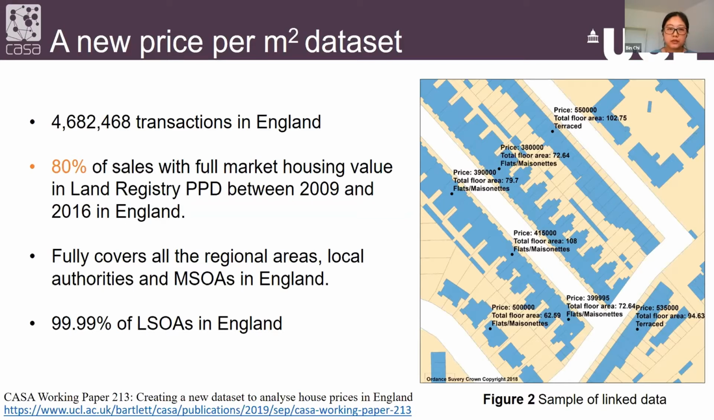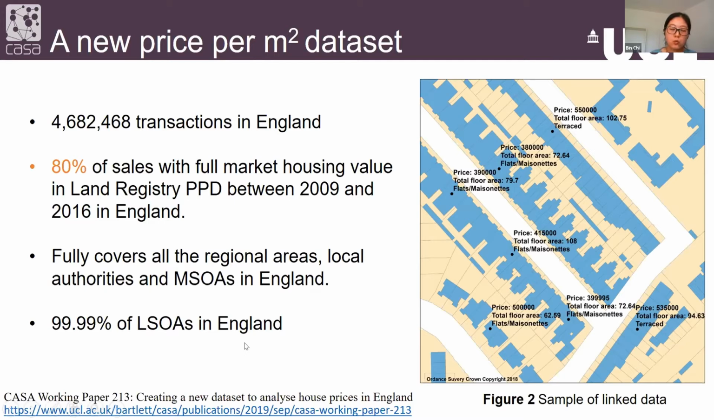And what this 8% means is the sales with full market housing values in the Land Registry PPD between 2009 and 2016 in England. This new house price per square meter data set, in terms of spatial coverage, is exactly the same as the original Land Registry price paid data, which fully covers all the regions, local authorities, and MSOAs, and 99% of LSOA units in England.